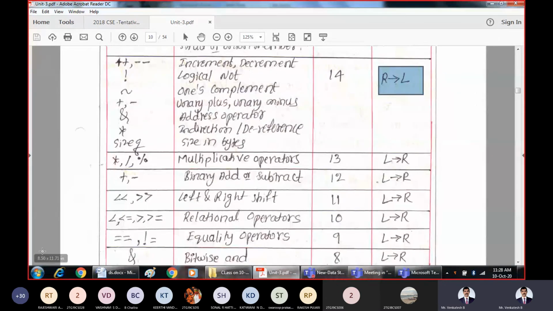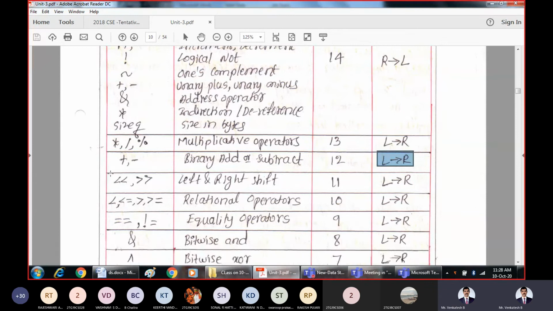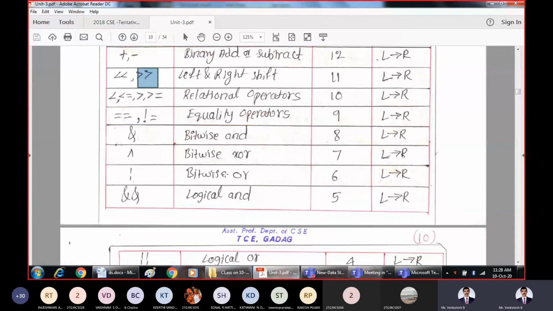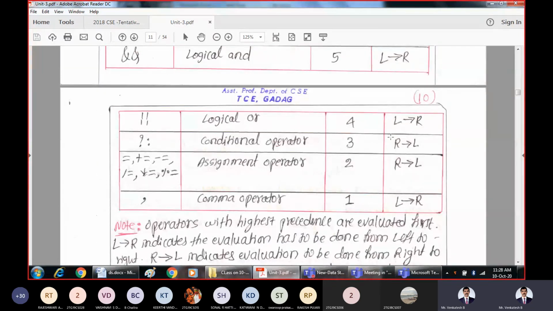Next level comes multiplication, division, and modulo. They are in the third priority level, and their associativity is from left to right. Next, we have binary addition and binary subtraction. They have the next priority after multiplication and division, and they are also from left to right. And then we have the next set of operators called left shift and right shift. So all the operators have their own priority and associativity. Likewise, the priority and the associativity change for these.